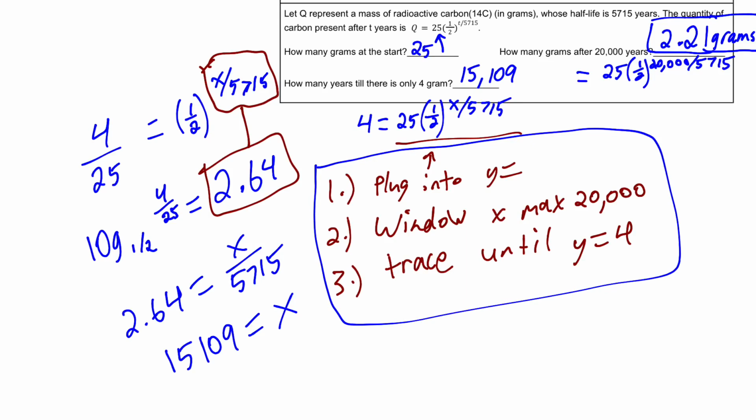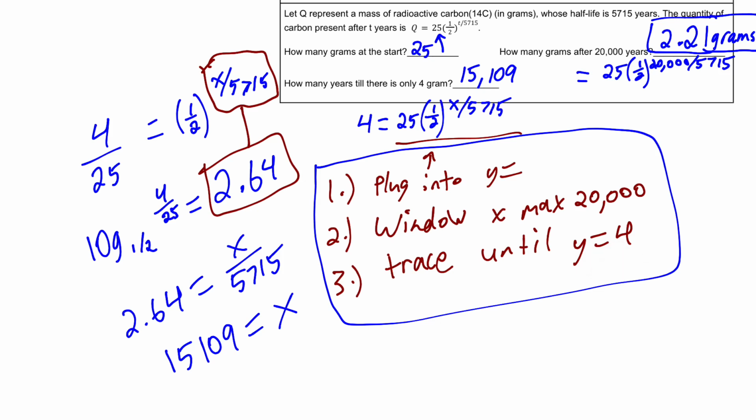So for this last one, how many years till there's only 4 grams? There is the calculator method. You can take the entire equation and plug it into y equals. You'll have to adjust your window to see the graph. One quick way to do that is to change your x max to like 20,000. And then you can trace and follow the graph until you see that y is equal to 4. It's kind of sloppy, but that method works, and it will get you an answer of about 15,000.